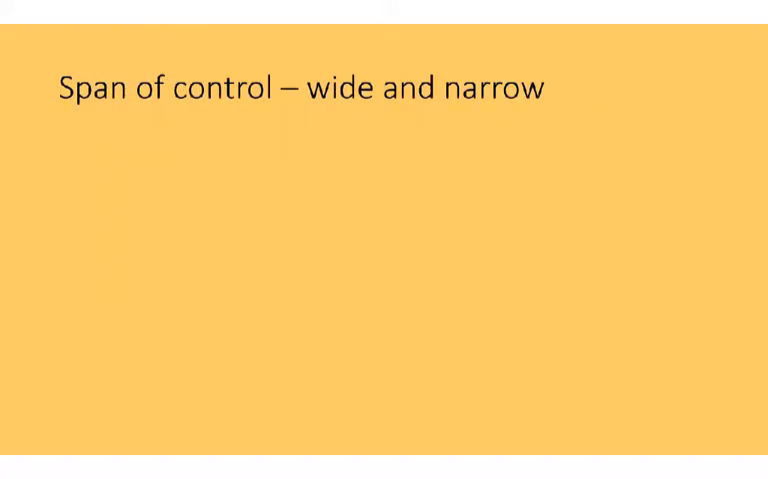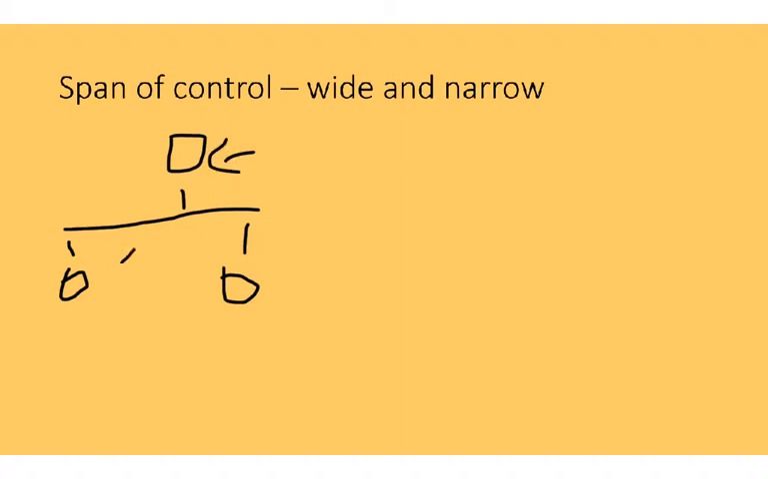So span of control then, wide and narrow. I'm going to draw on the screen what this means. So you have one person that is in charge of someone. Their span of control, say for example, if this person is in charge of 2 people. So this person here is in charge of only these 2 people. So their span of control is narrow.